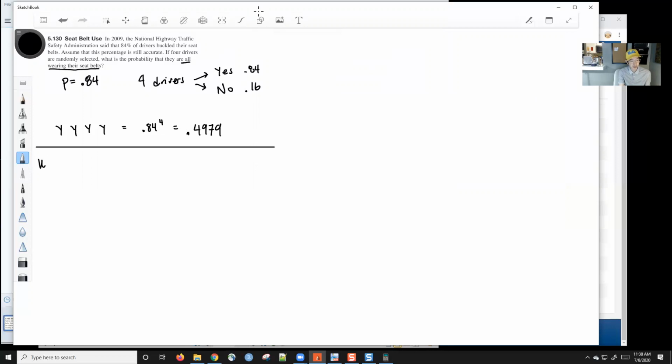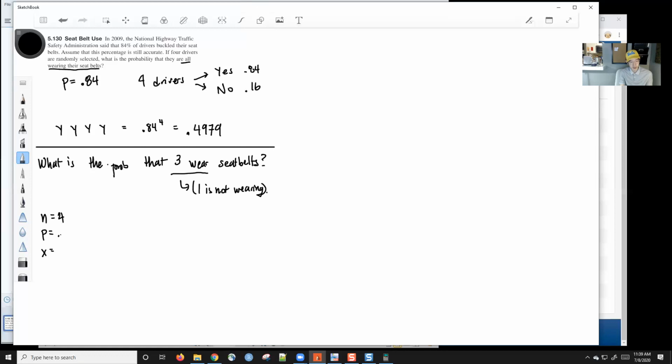Okay, and I could say, what is the probability that 3 wear their seatbelts? Okay, and 3 wearing implies 1 is not wearing, right? Okay, so in our case, let's figure out our n, our p, and our x. So we have 4 drivers. Our p is still 0.84, and our x in this case is 3.